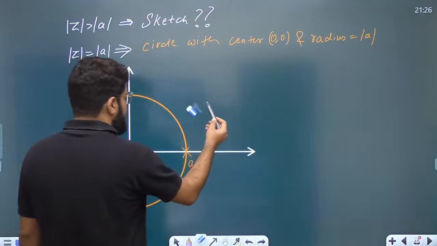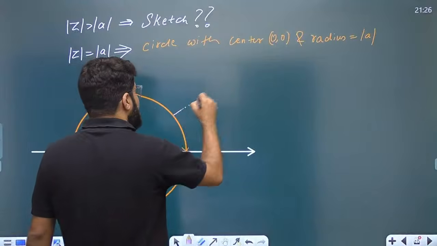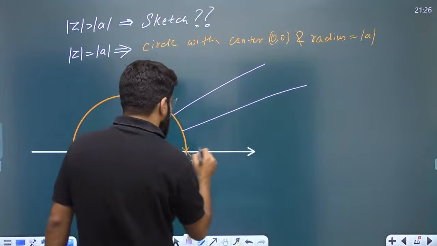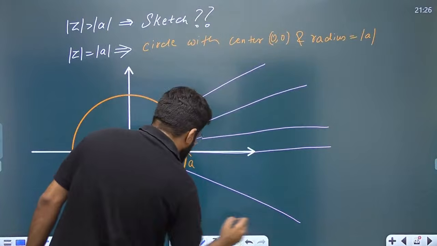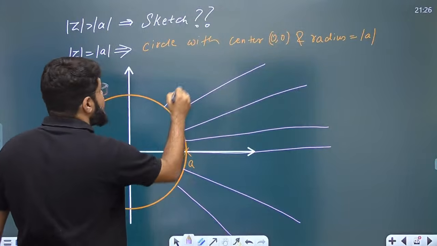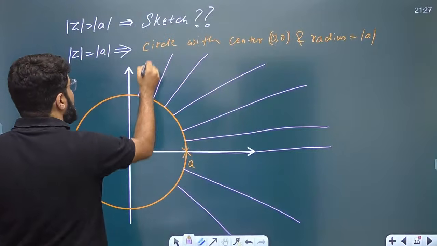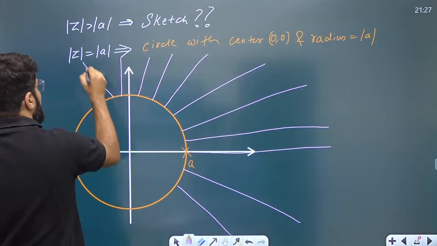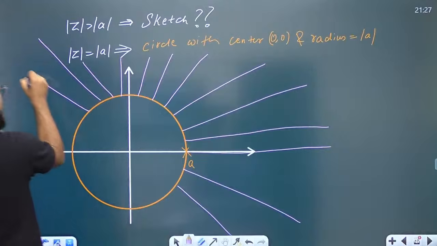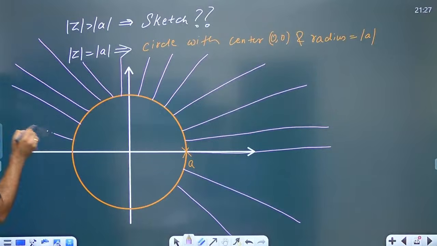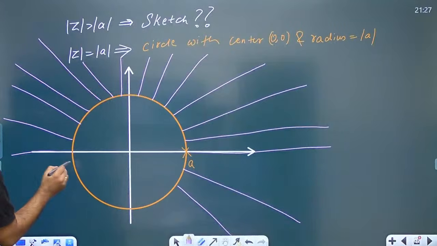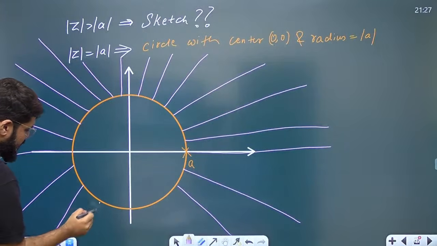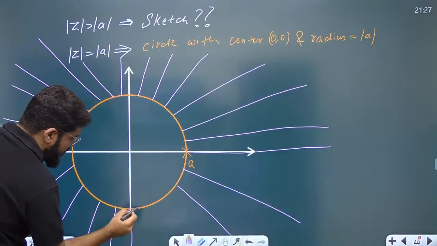Any confusions? Please do let me know. Yes. So modulus of z greater, how much greater? It can be any amount greater. It can go up to infinity also. The only condition is that modulus of z should be greater than the modulus of a. So I take the region which is the exterior of this circle.